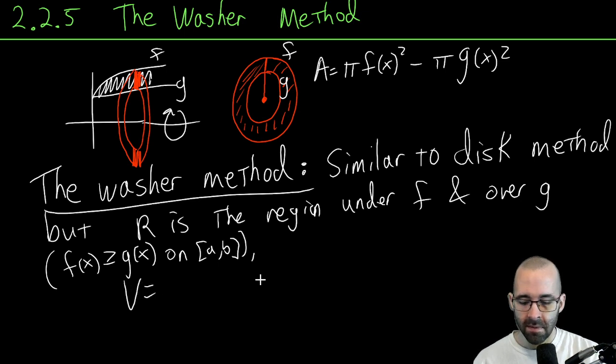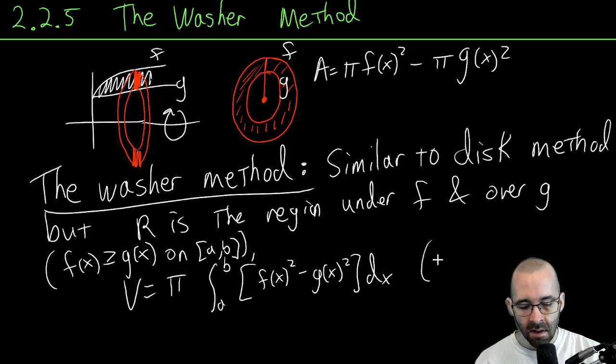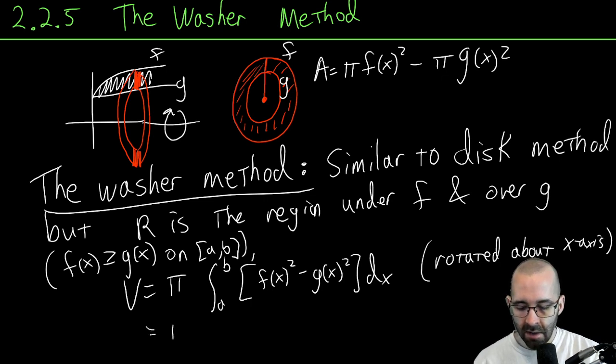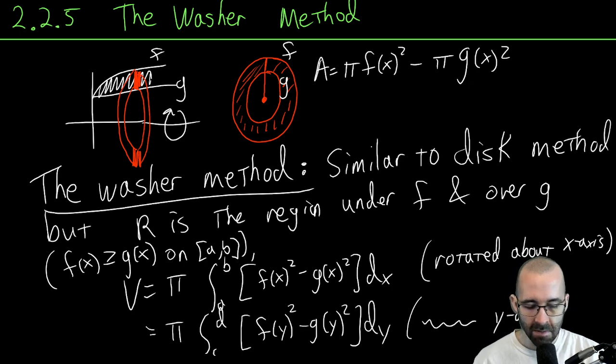Then the volume is just going to be pi, because again, you can factor out a pi from both of these, times the integral from a to b of f of x squared minus g of x squared dx. Again, this is if rotated about the x-axis. Or you get a very, very similar formula if you're rotating about the y-axis. My head's going to be in the way.